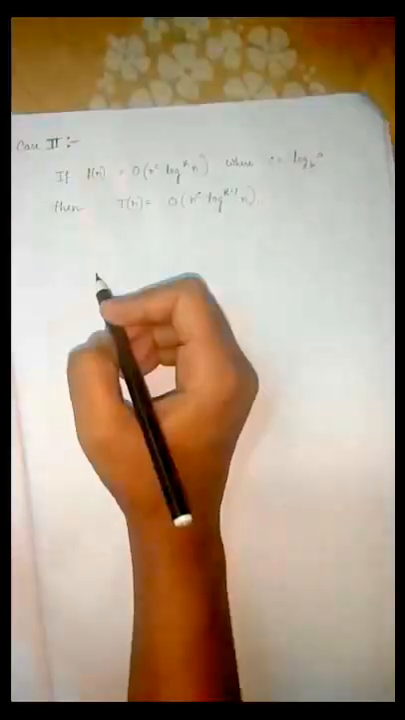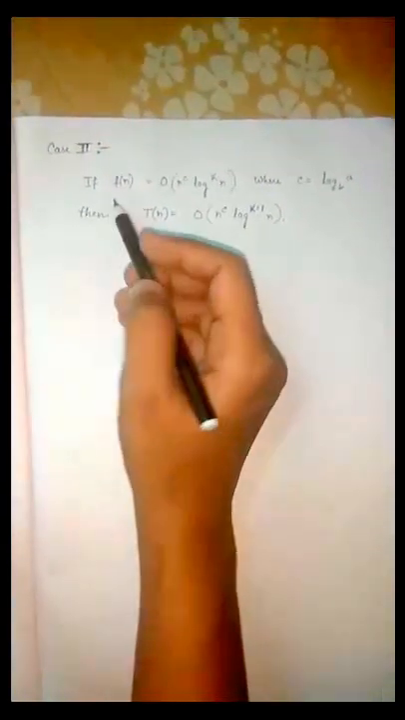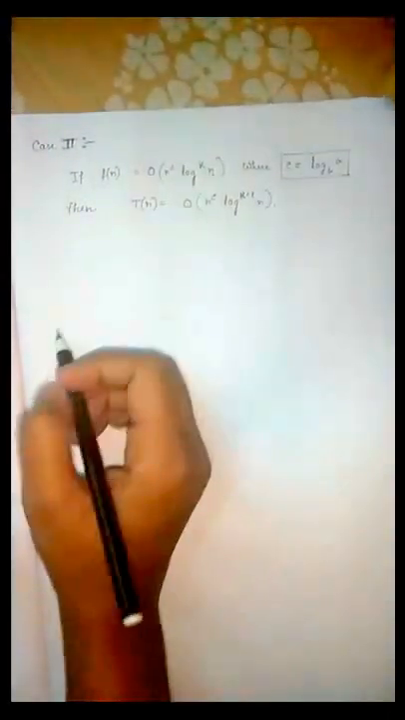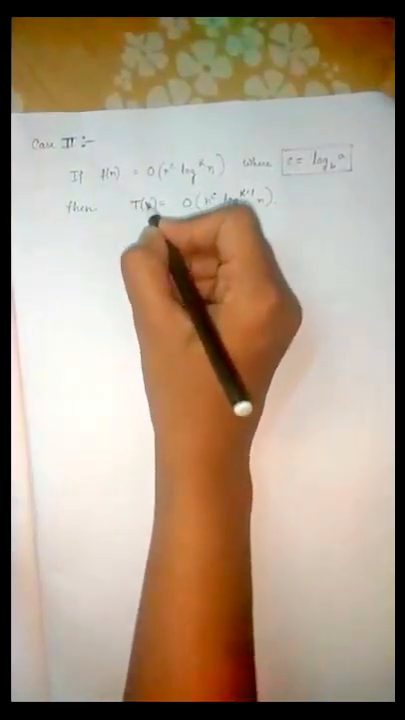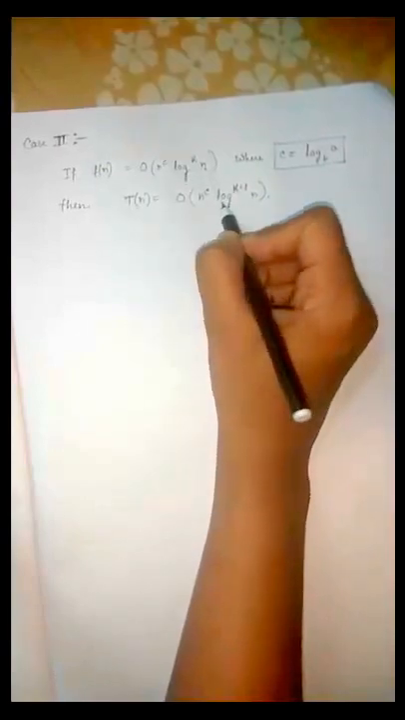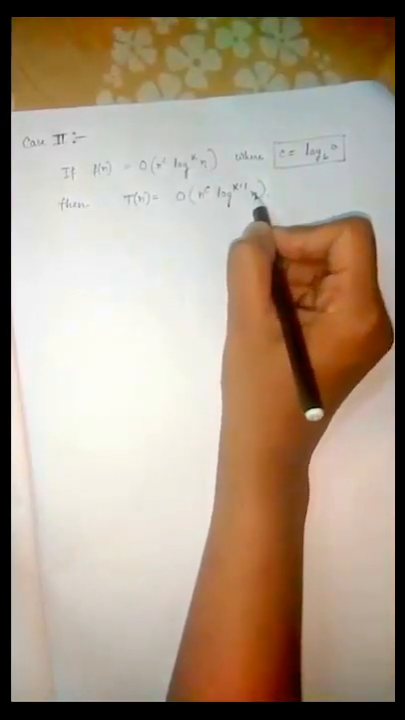In the second case, if f of n is equal to big O of n to the power c log to the power k of n, where c is equal to log of a base b, then the time complexity T of n is equal to big O of n to the power c log to the power k plus 1 of n. Let's take an example.